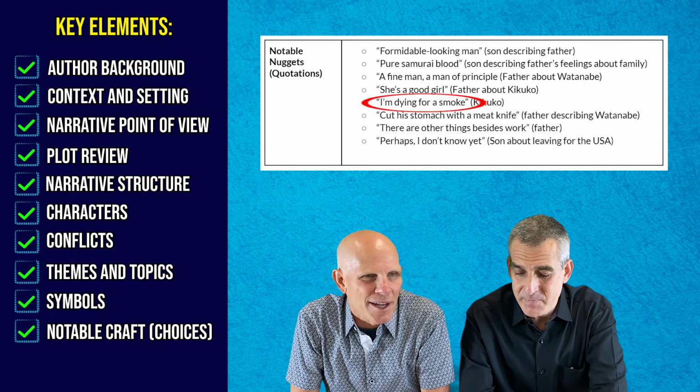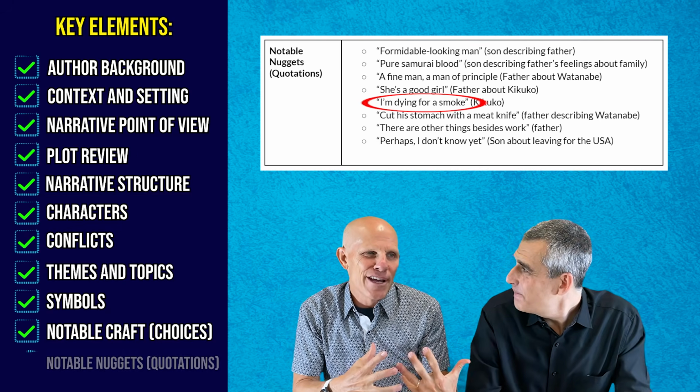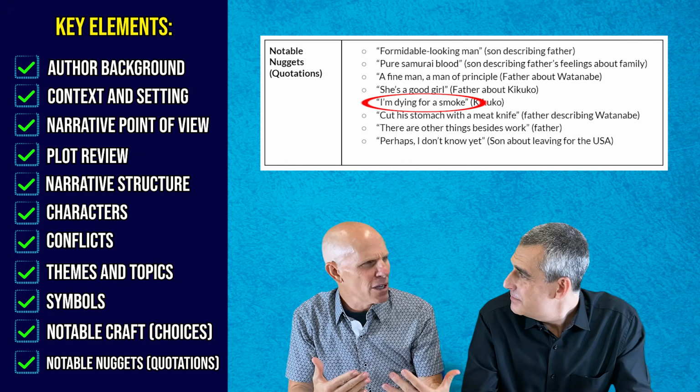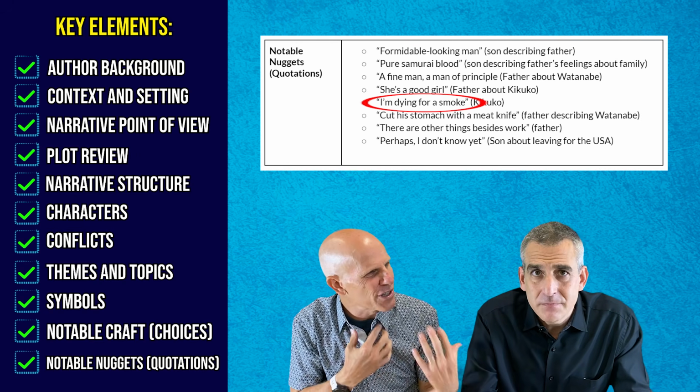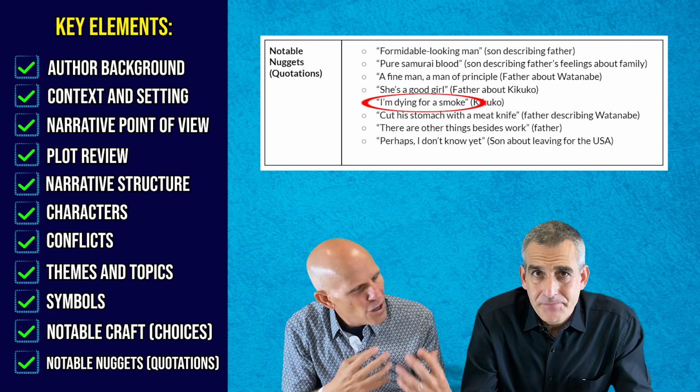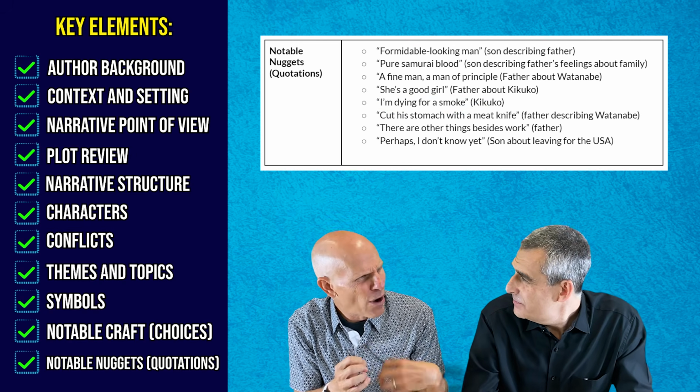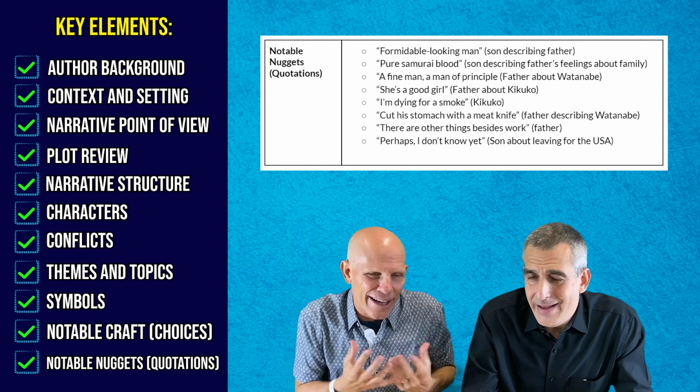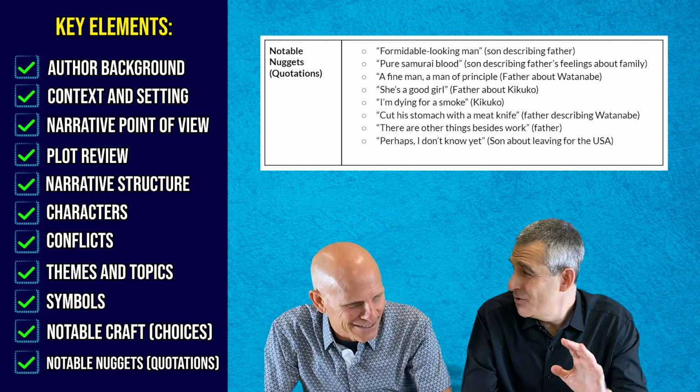Yeah, his sister says, I'm dying for a smoke. Again, this idea of a young Japanese girl going out for a smoke, and the way she says that so informally shows that she's kind of rebelling away from her culture. And again, I think that just stuck out in my memory. It's a fantastic story. I love this story.